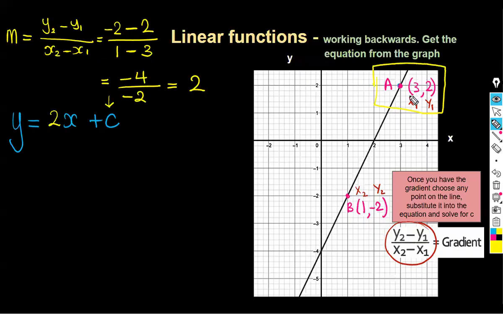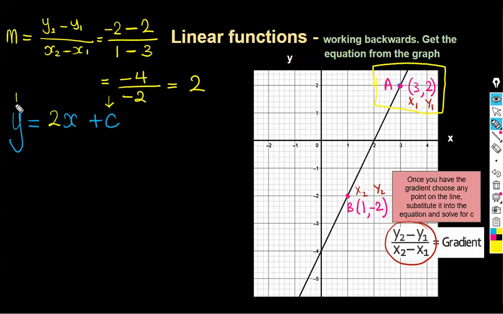Why? Because A only has positive values. I want to make my life easy. B has a negative 2. And I'm going to get the same answer whether I choose A or B. Make life easy. So according to point A, x is 3. Look at it, x is 3. And according to point A, y is 2.